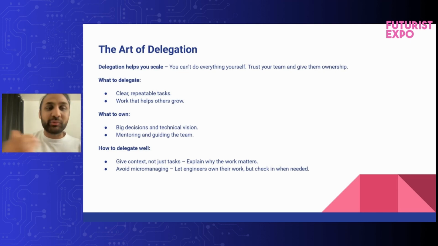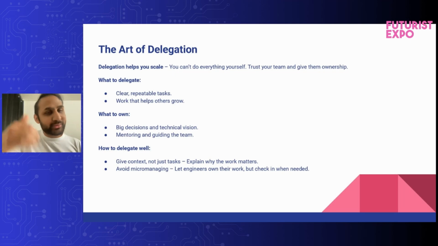So, what to delegate and what to own. You can delegate the clear or more repeatable tasks which are simple to execute and can help people grow. And you can own the big decisions or the technical vision. Let me give you one example. Let's say you have a very big project. To SDE 1, senior software one, you can give a part which is mostly coding. To software two, you can give a part which involves some design but no cross team communication. And you can own the overall design plus the cross team communication.